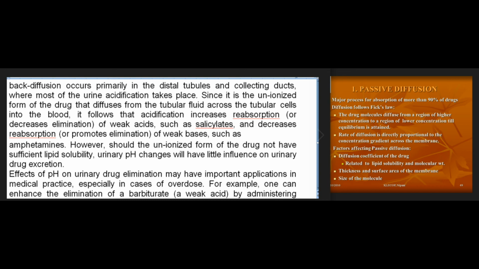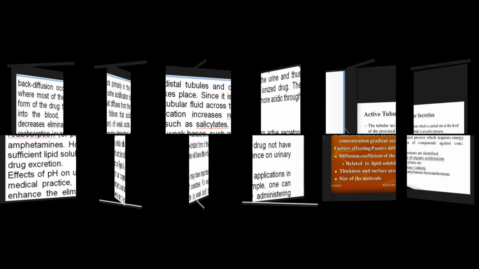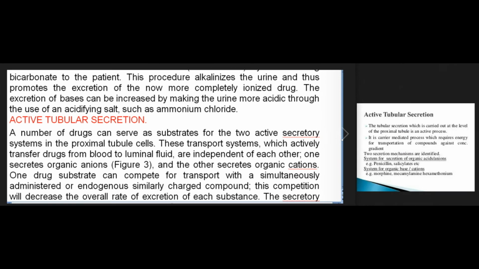Effects of pH on urinary drug elimination may have important applications in medical practice, especially in cases of overdose. For example, one can enhance the elimination of a barbiturate, a weak acid, by administering bicarbonate to the patient. This procedure alkalinizes the urine and thus promotes the excretion of the now more completely ionized drug. The excretion of bases can be increased by making the urine more acidic through the use of an acidifying salt, such as ammonium chloride.